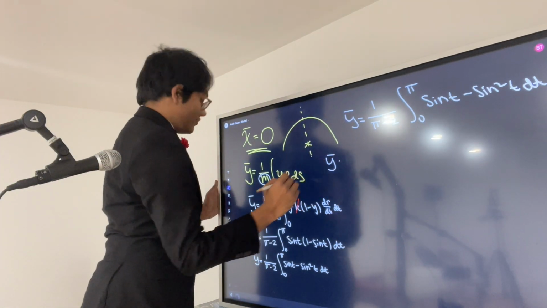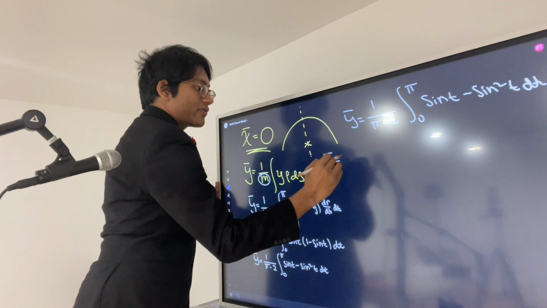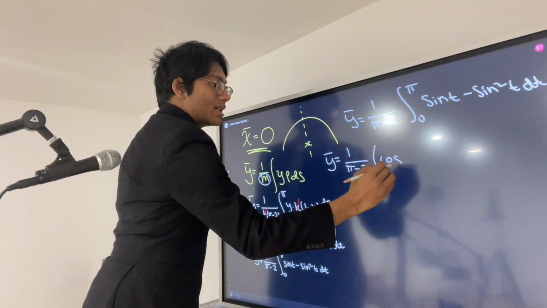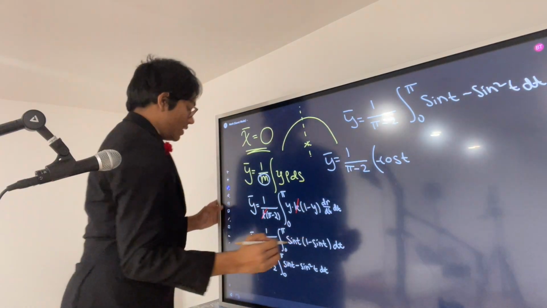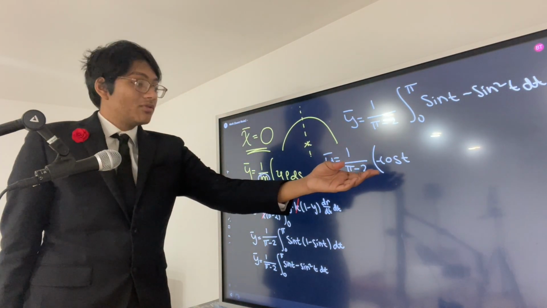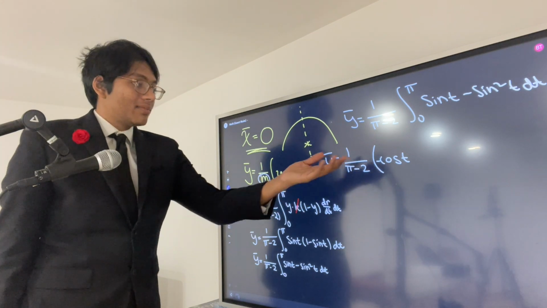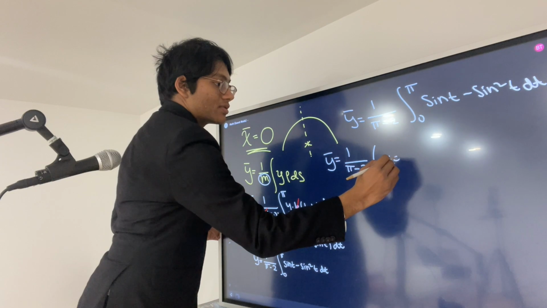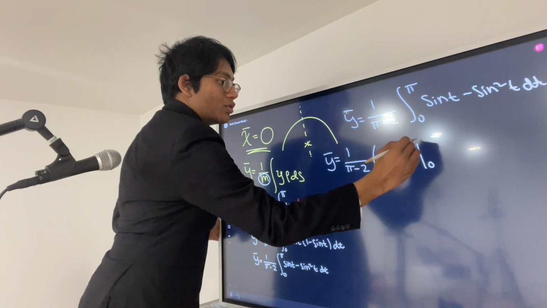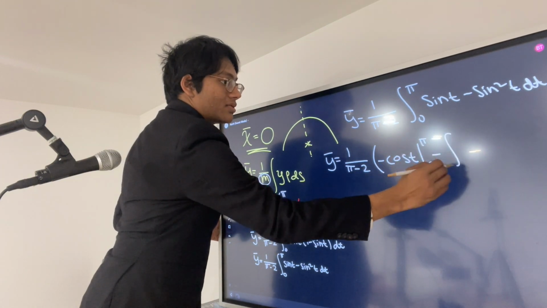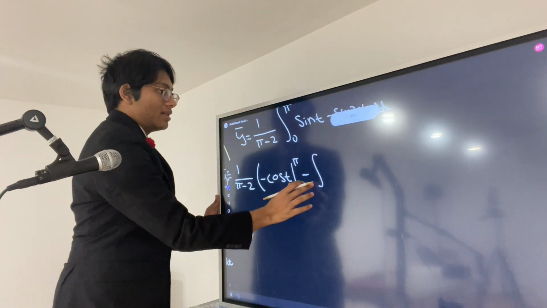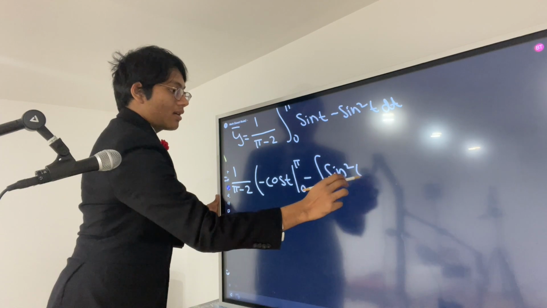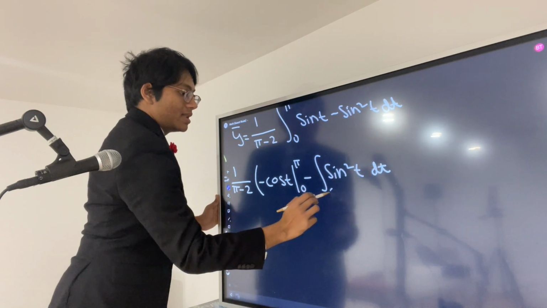Well, let's first do the easy one. The integral of sine of t is no more than minus cosine of t. And if you check that, the derivative of cosine is minus sine. Minus minus makes it positive. So let me write that a bit nicer. Minus cosine of t from 0 to pi minus the integral of sine squared t dt from t is 0 to pi.